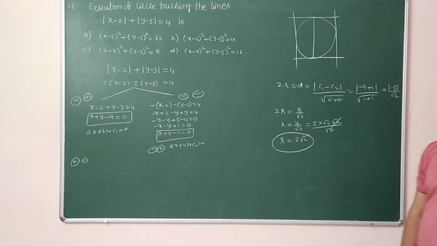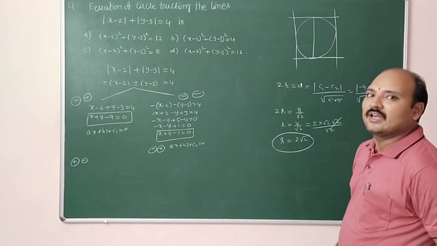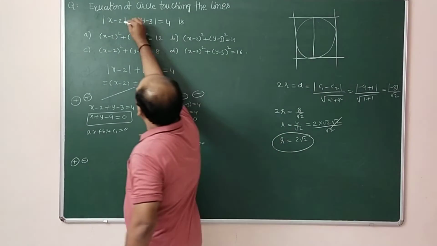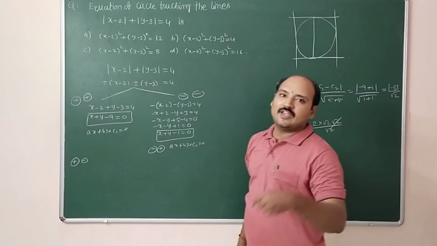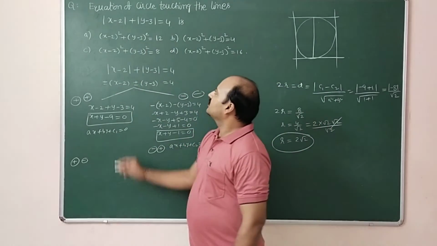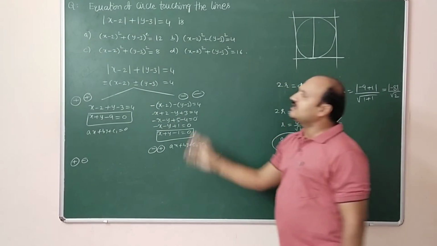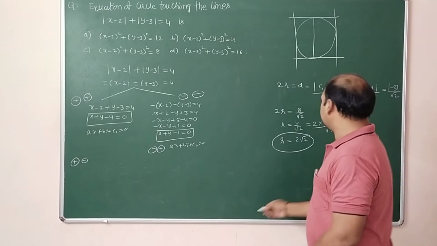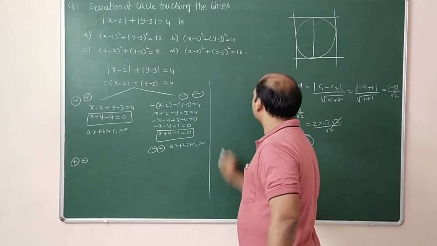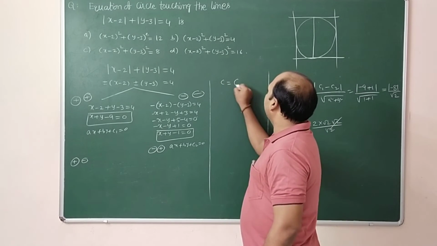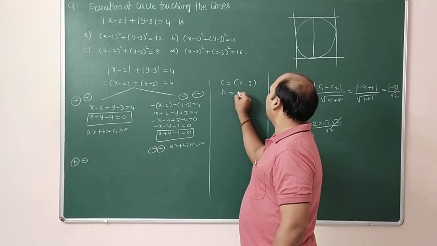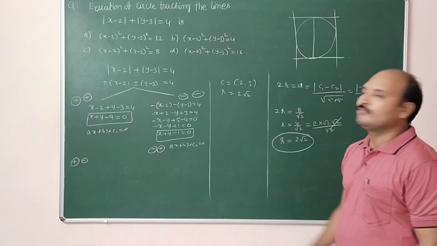And how to calculate the center? Here x is equal to 2, y is equal to 0, if you substitute that, so 2 comma 3. In all the options the center is 2 comma 3, we are observing. So the center is 2 comma 3 and the radius r is equal to 2 root 2.